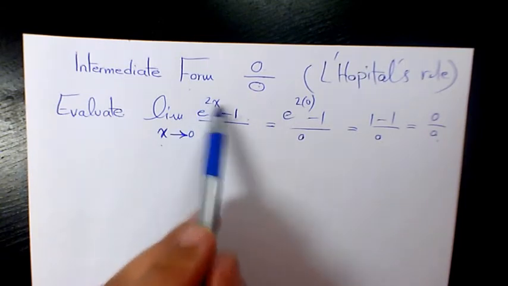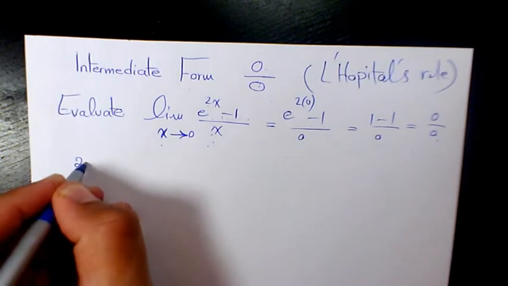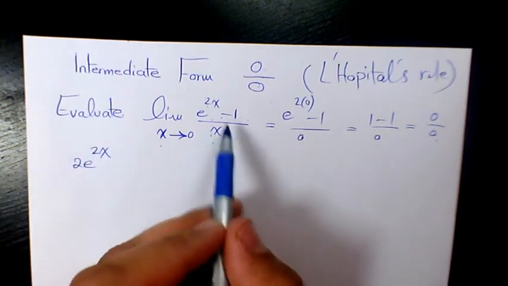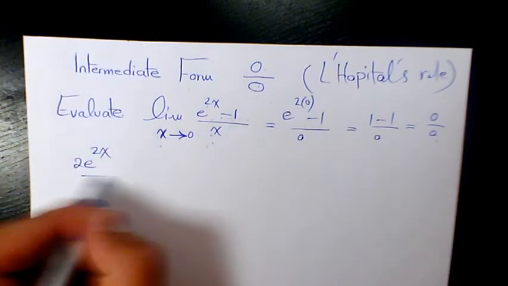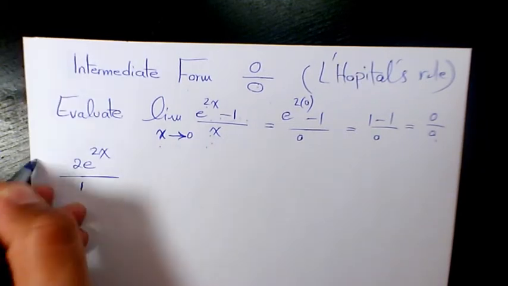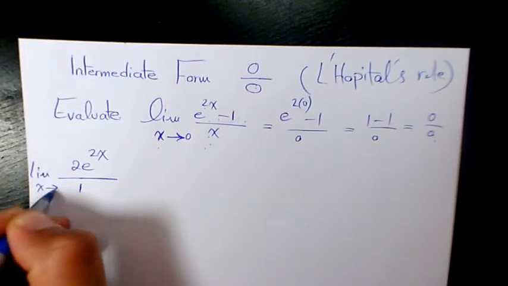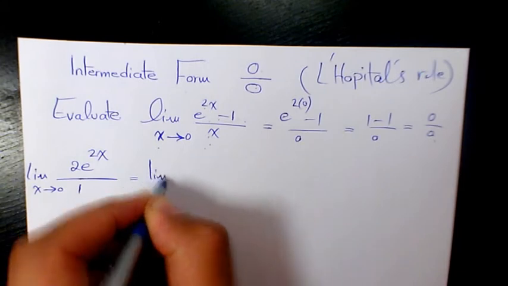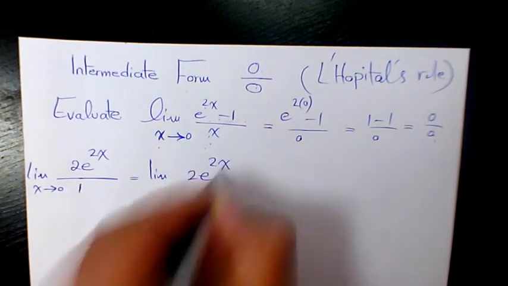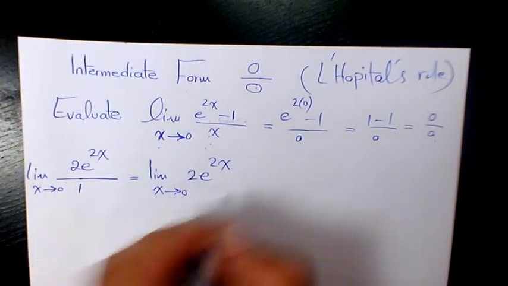The derivative of e to the power of 2x will be 2e to the power of 2x. The derivative of negative 1 is 0. The derivative of x is 1. So it's going to be the limit as x approaches 0 of 2e to the power of 2x.